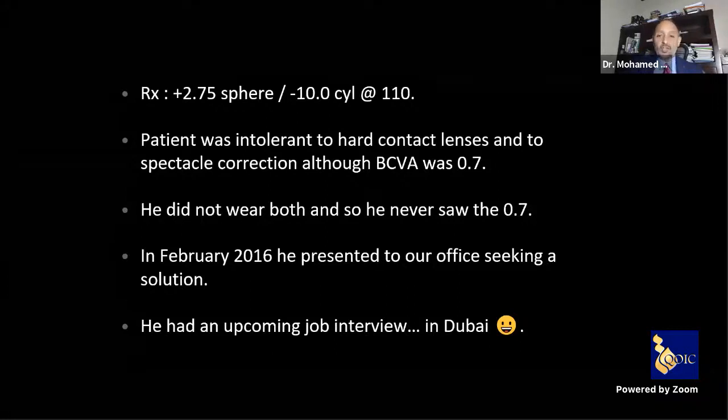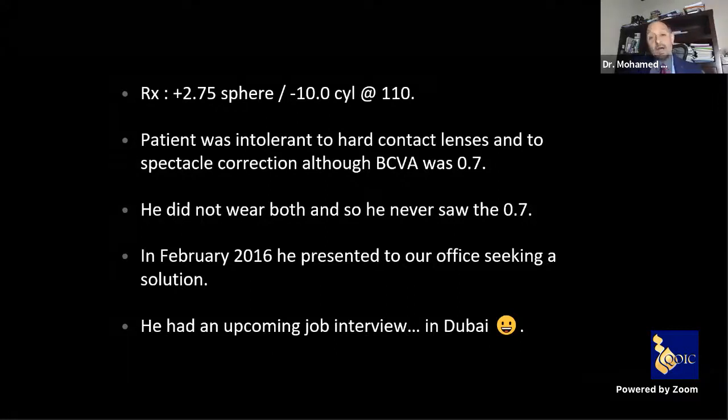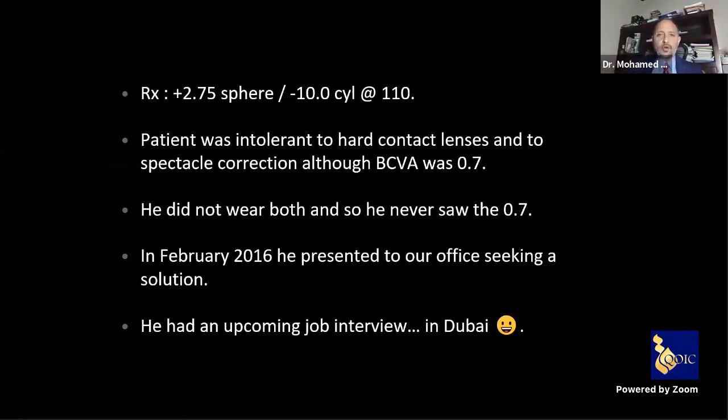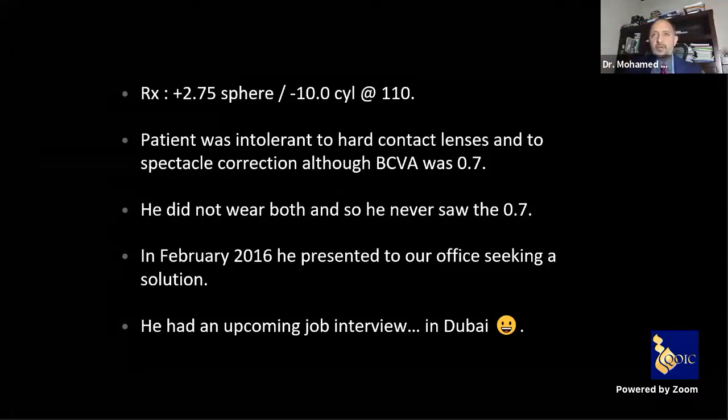The patient was intolerant to hard contact lenses, as most of my patients are. I don't know if your experience is different. And to spectacle correction, of course. So this was an artificial sort of best corrected visual acuity. He saw 0.7 with the correction in the office, in the clinic, but he could never wear the glasses. So he never saw actually 0.7 in his daily activities.